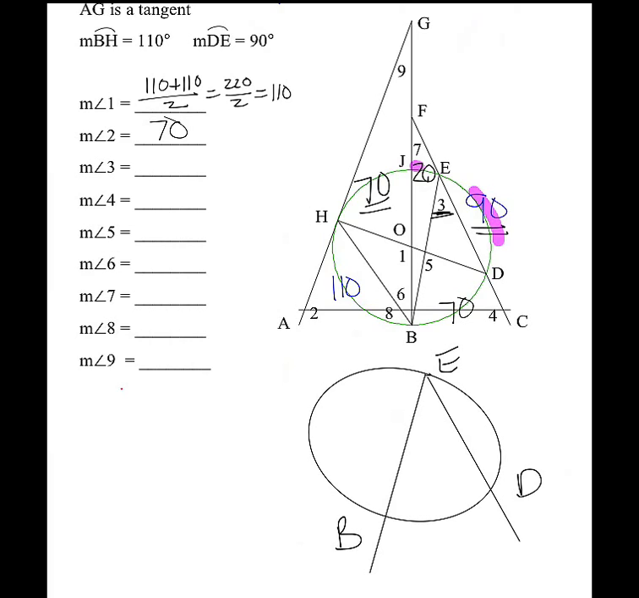So angle 3 is an inscribed angle. It's on the circle, so it's going to measure exactly half of its intercepted arc. So I need to know how far it is from point D to point B. Well, that's 70 degrees on my circle, so angle E is going to be half of that, which is a 35-degree angle. So angle 3 is 35. Let's get rid of that and find angle 4.